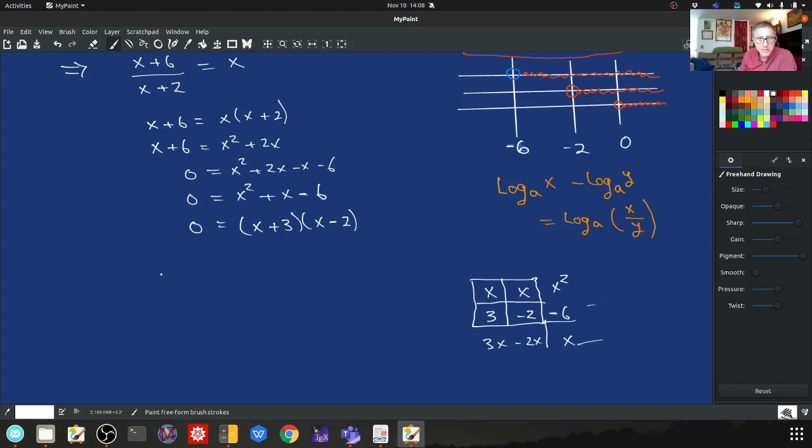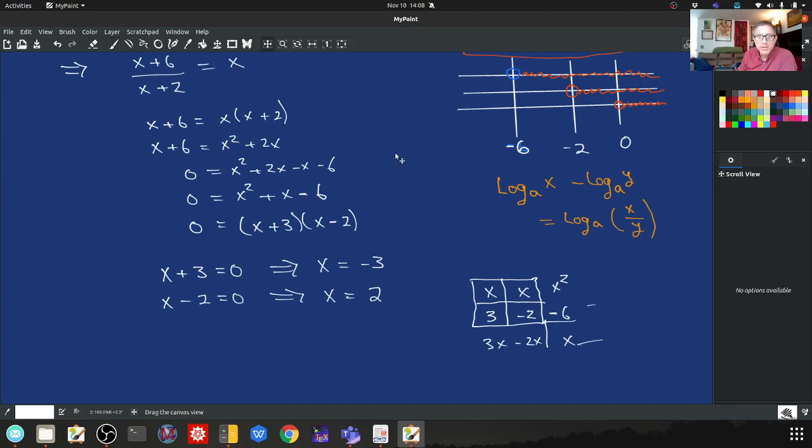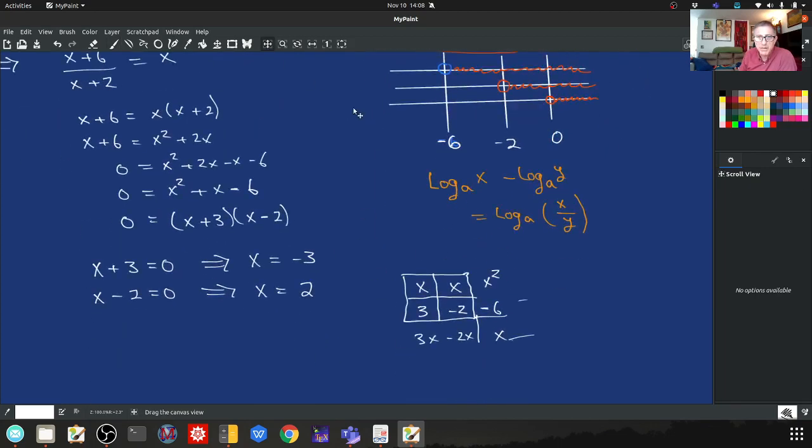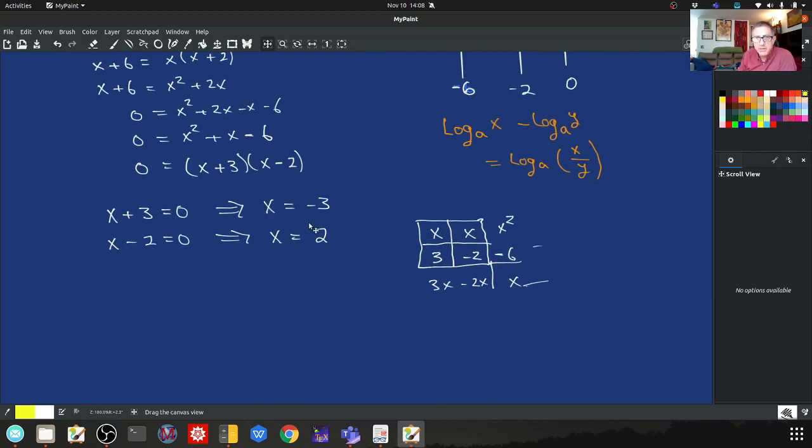So that's the factorization. So that implies x plus 3 is equal to 0, which implies x is equal to minus 3. The other factor, x minus 2, is equal to 0, gives me x is equal to 2. But we have already got the constraint that x has to be greater than 0. So the only answer to my question, or to the problem, is x is equal to 2. The x is equal to minus 3 has to be rejected.